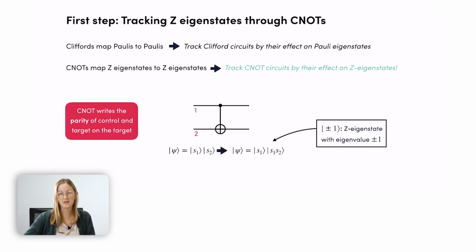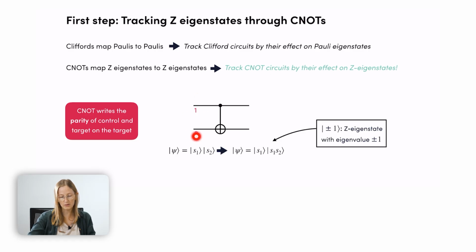Now, what does a CNOT gate do? On the Z eigenstates, it writes the parity of the control and target onto the target qubit. So if we just denote the two qubits we have with some variables for the eigenstates, after the CNOT gate, the second qubit, where the target of the CNOT was, is now encoding the parity of the two original eigenstates.